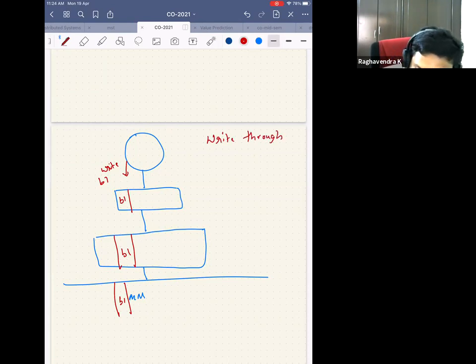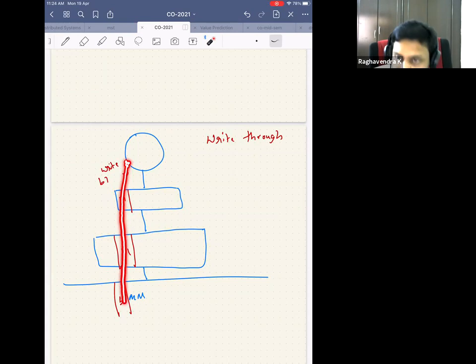What do I mean by write through policy? When I generate a write, I update B1 here, I update B1 here, and I update B1 here. If it was an exclusive cache, I update B1 here and here because it will not be there in the L2 cache. But let's assume that we are using an inclusive cache. The write through policy says that when I generate a write, I write it to L1 cache, L2 cache, and to the main memory. So that is called a write through cache.